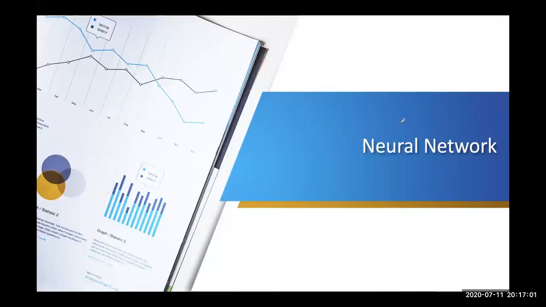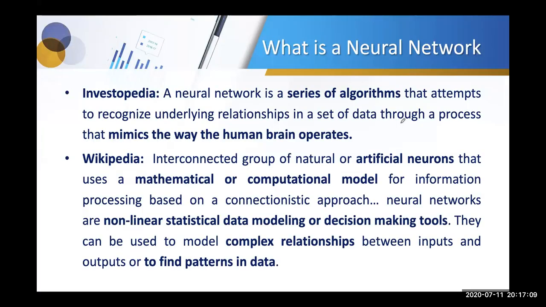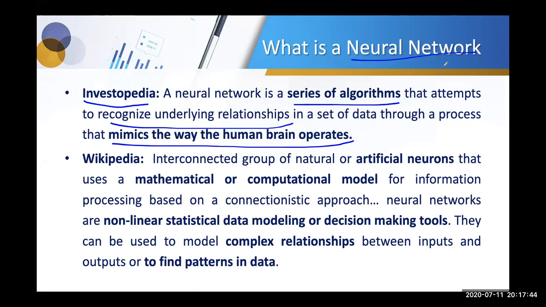So with that being said, neural networks. Now we want to talk about neural networks. What are neural networks? If we search on the internet, Investopedia defines a neural network as follows. They say a neural network is a series of algorithms that attempts to recognize underlying relationships in a data set through a process that mimics the way the human brain operates. That's where the name neural network comes from. I don't know how relevant it is in practice, but the way it works is similar to the way the neurons in the brain work in a human body.